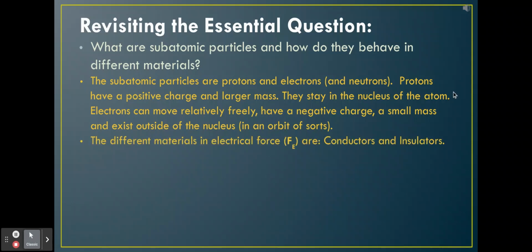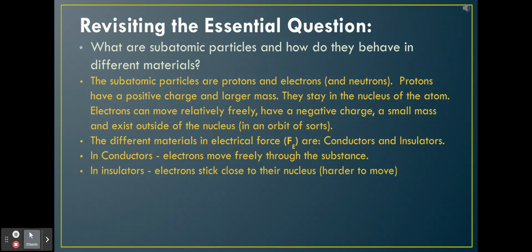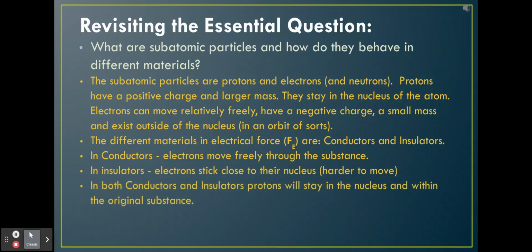The different materials in electric force are conductors and insulators. We have two major categories of that. In conductors, electrons can move freely through the substance. And in insulators, electrons stick close to their nucleus. They are harder to move. So in both conductors and insulators, protons will stay in the nucleus and within the original substance.